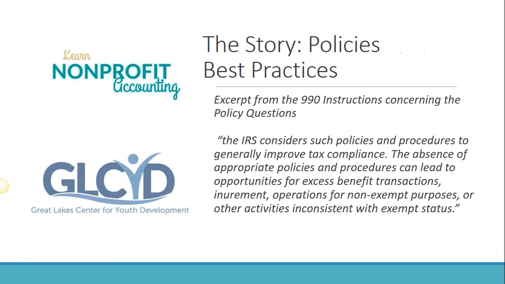So here is what the Form 990 instructions say concerning the policies questions. Quote, the IRS considers such policies and procedures to generally improve tax compliance. The absence of appropriate policies and procedures can lead to opportunities for excess benefit transactions, inurement, operations for non-exempt purposes, or other activities inconsistent with exempt status. And inurement just means somebody is getting personal benefit from the nonprofit, and that's obviously a no-no, and you wouldn't be able to keep your nonprofit status or your tax-exempt status if there are those kind of things happening.